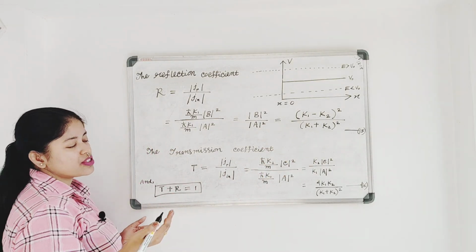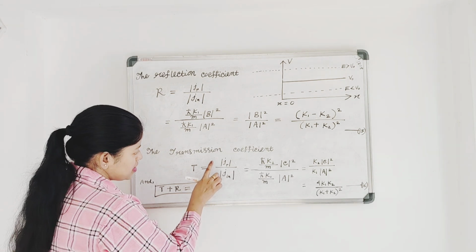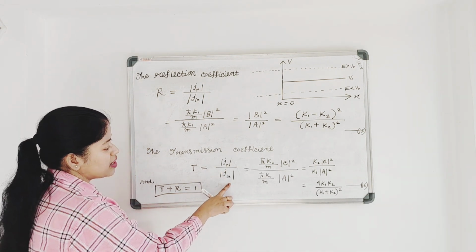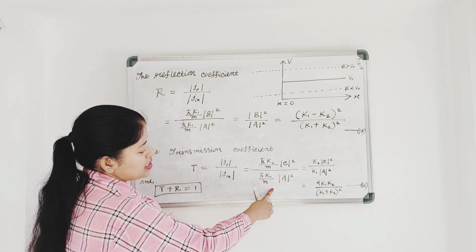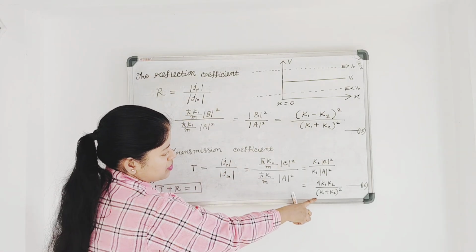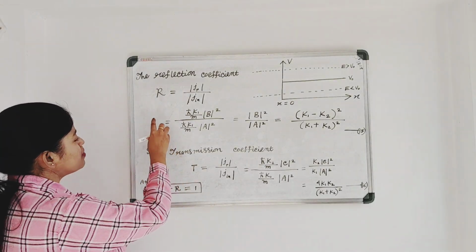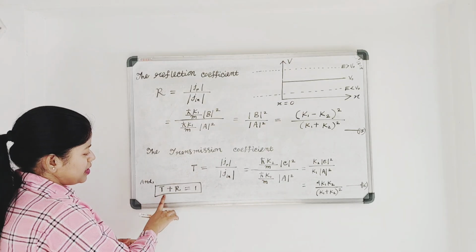And similarly for the transmission coefficient, which is the ratio of the probability current density of the transmitted wave to that of the incident wave, that means Jt by J in. Putting the values of Jt and J in, we get the value of T in terms of k1 and k2 in this way. And one thing we need to notice is that if we add R and T, we get 1.